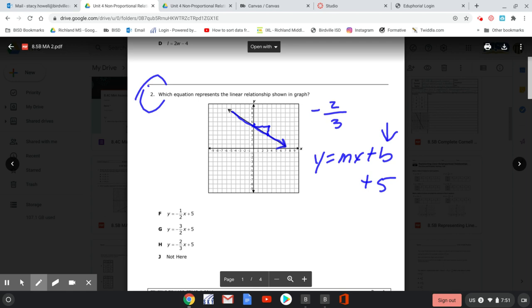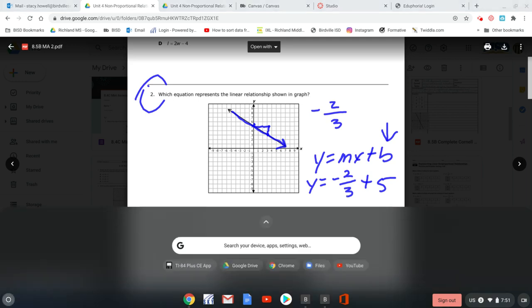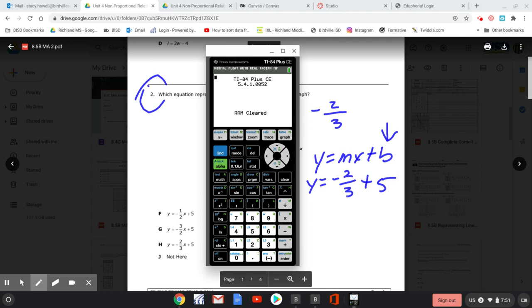So there I have my answer. So I know y equals negative 2/3 x plus 5. You can also do this on your calculator by doing the following. Let's check it.